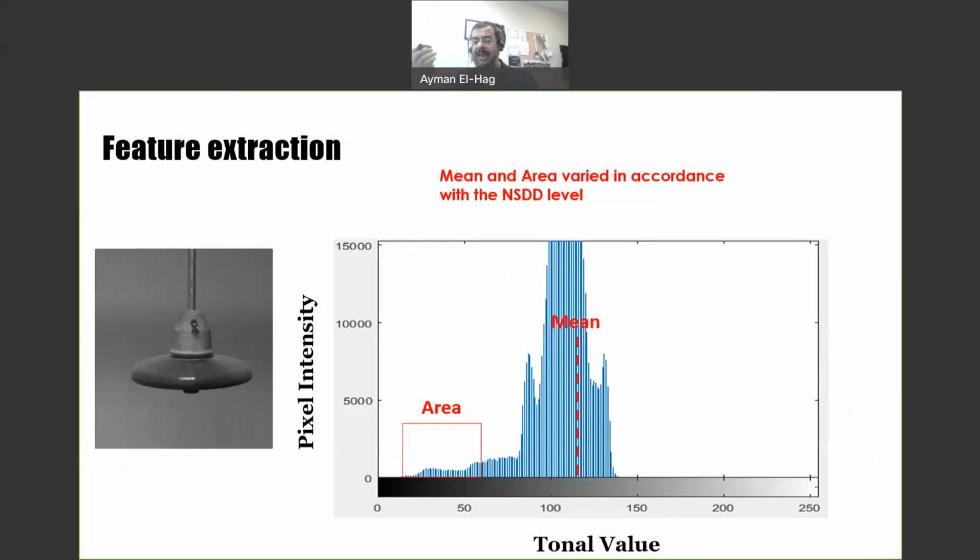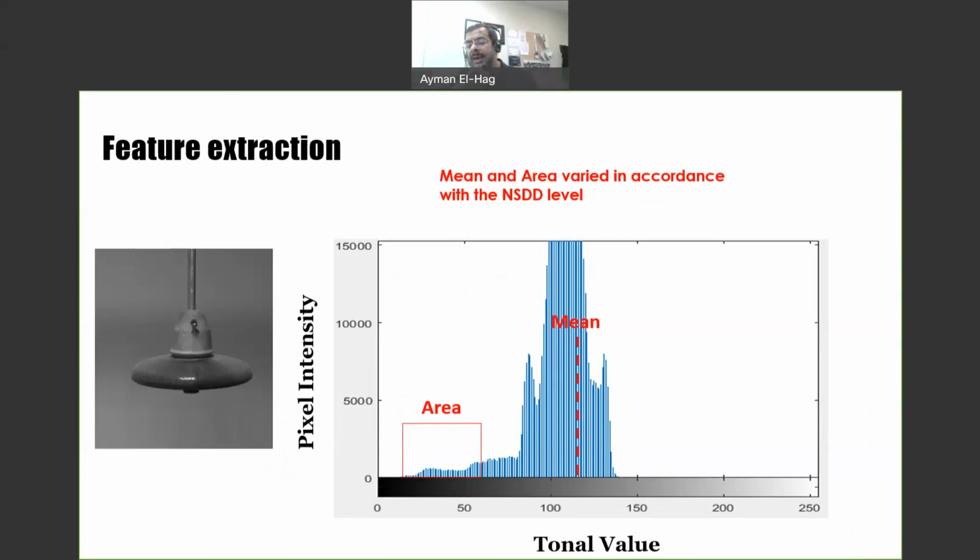How can I extract features, because I cannot feed the whole image as it is. We mentioned that we can do that if we are using deep learning. In deep learning, we can just use the image as it is. Okay.